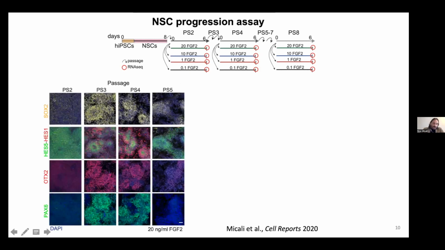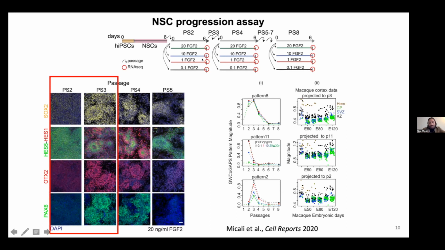This is immunofluorescence for the key neural stem cell regulators, including SOX2, OTX, and PAX6. And you see that there is this progression. This is how the cells look across the progression. Here you can see that SOX2 and PAX6 positive rosettes emerge at passage 3 and passage 4, and they are not present at passage 2. They emerge at passage 3, passage 4, and then decrease across time in sequential passages like passage 5.